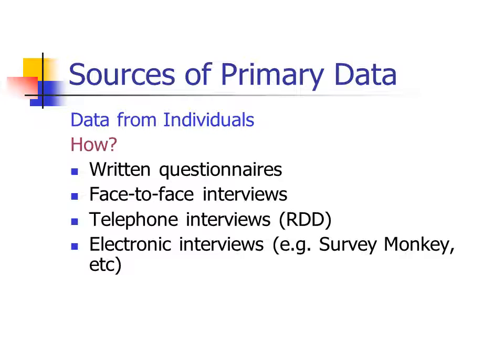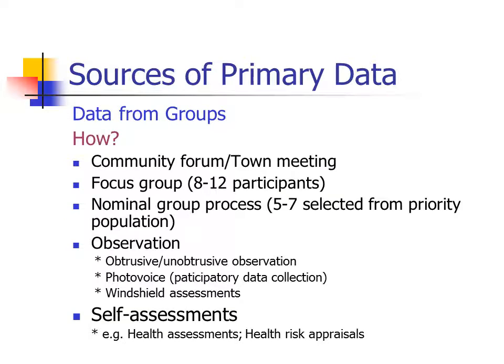Those are pretty annoying, but it's a way of reaching out to people in a random fashion to gather information. And then there are electronic surveys, electronic interviews, things like SurveyMonkey and Qualtrics and those kinds of things. We can also collect data from groups, sometimes an efficient way of doing things, community forums or town hall meetings. Those can be large numbers of people.